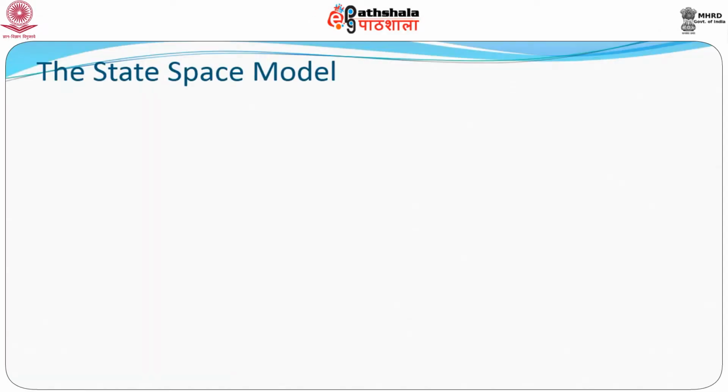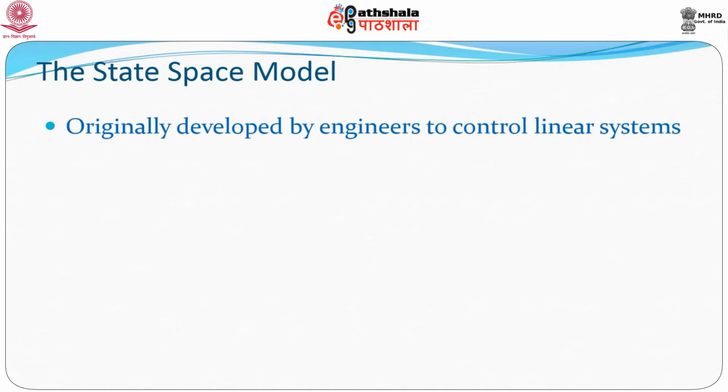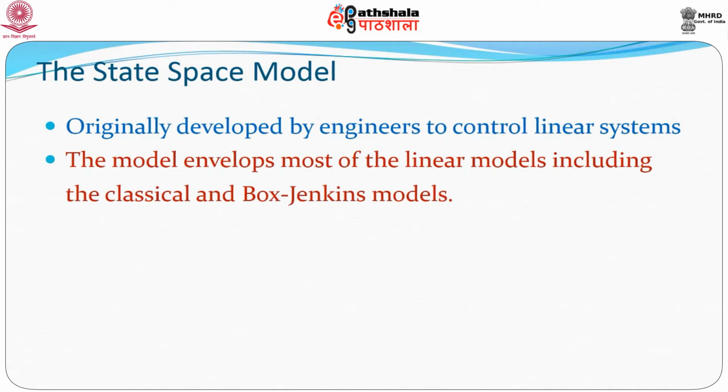The state space models were originally developed by engineers to control linear systems. However, later these models became very popular in time series as well. This is because the model envelops most of the linear models, primarily the classical and the Box-Jenkins models. Therefore, it can be taken to be an omnibus model for most time series.